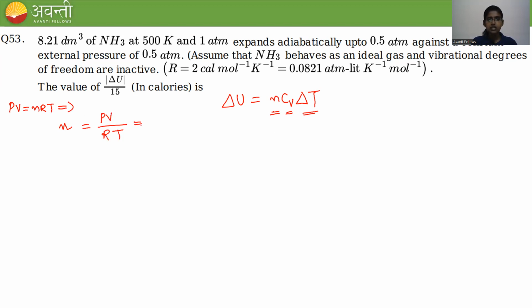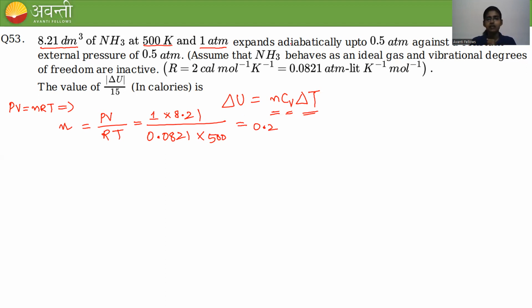So what is the pressure given here? 1 atmospheric pressure is the initial pressure. So pressure is 1. And what is the volume? Volume is 8.21 decimeter cube. And what is the R value given here? 0.0821. And the temperature is given as 500 Kelvin. So on solving this, you will get 0.2 as the value for the number of moles. So we got the number of moles.